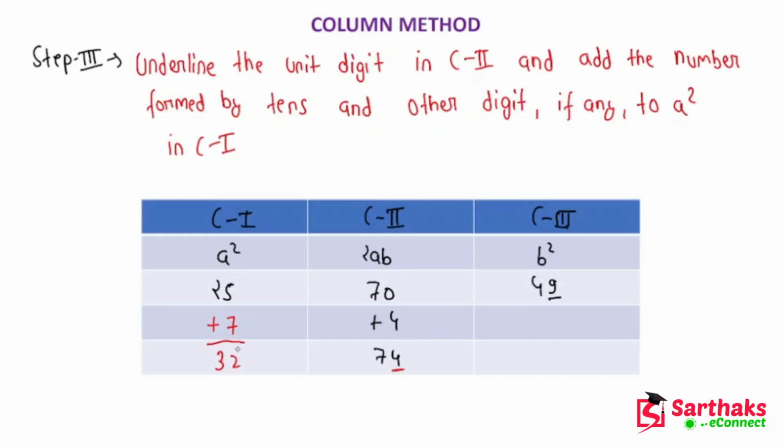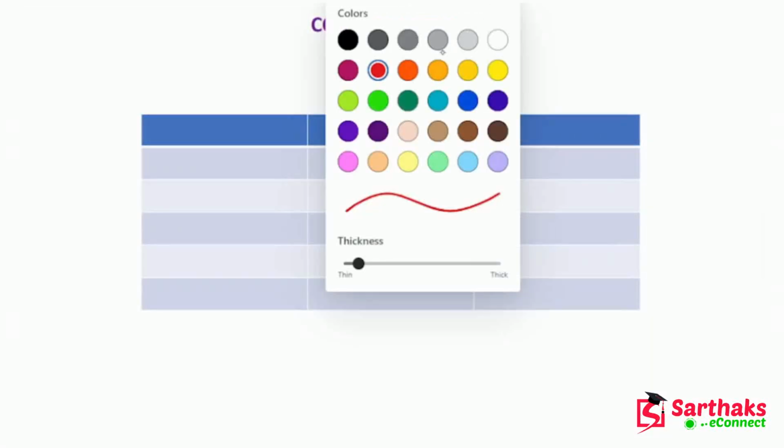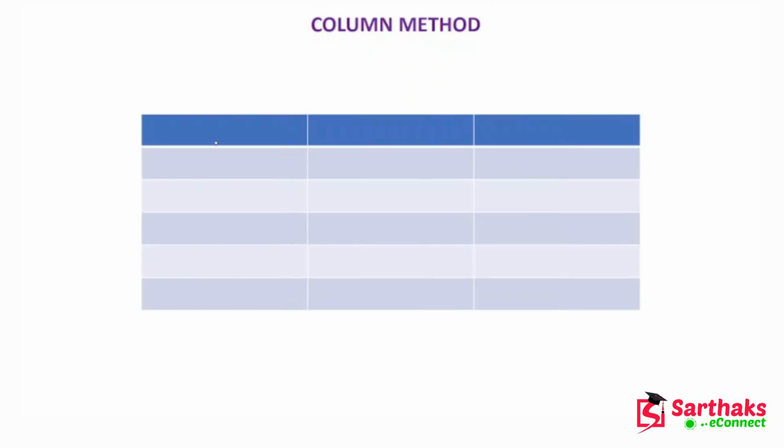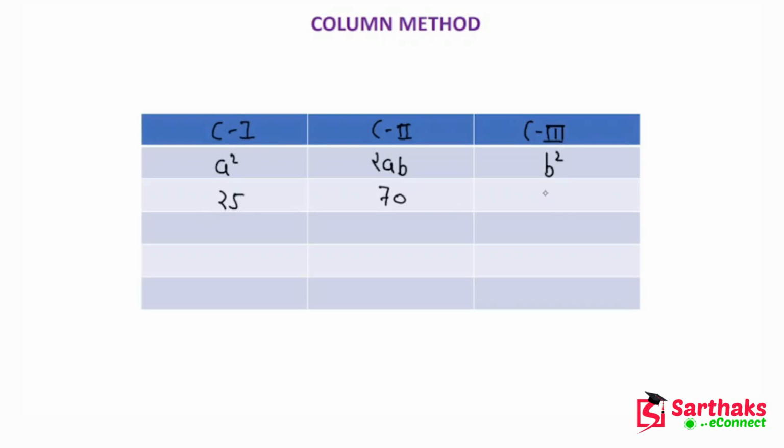So now the final step is very easy. But just before the final step, let us again bring the question to its present sense. Column 1, column 2 and column 3: A square, 2AB and B square. Now you will just memorize the method. So it will be 25, then 2AB was 70, then B square was 49. We underline 49, we added 4, we got 74. We underline 4, we added 7, we got 32, right?